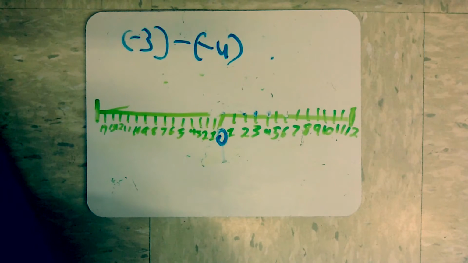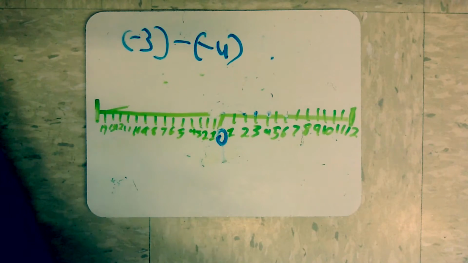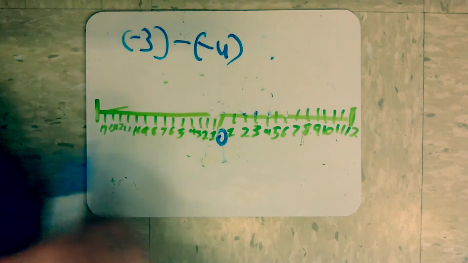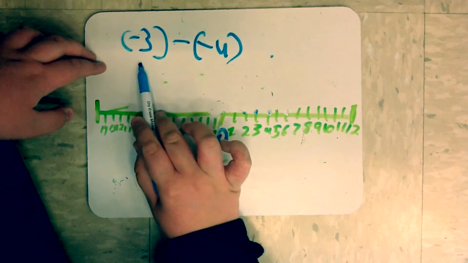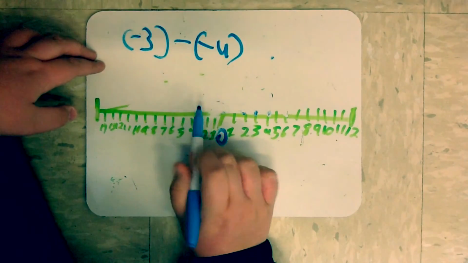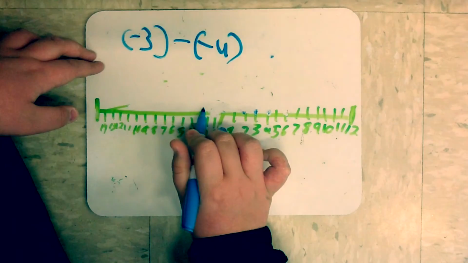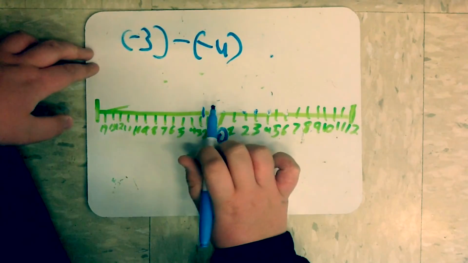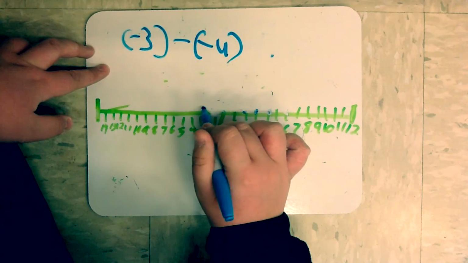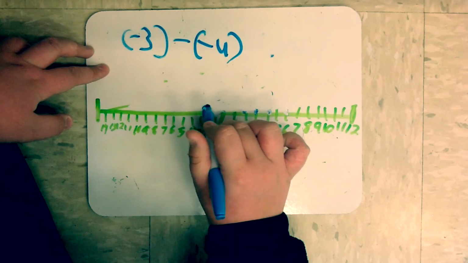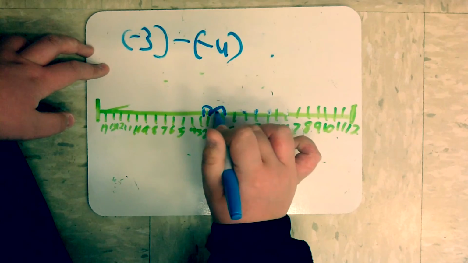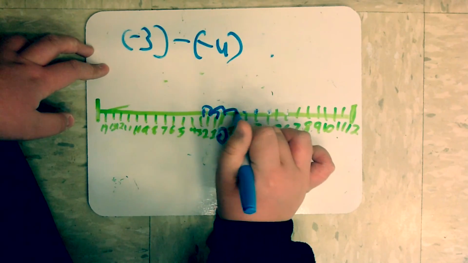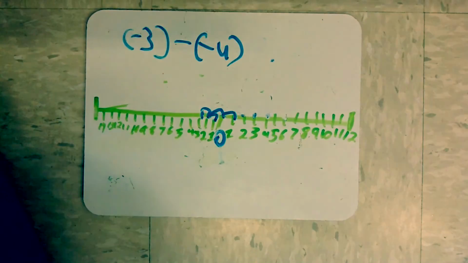Right now I'm going to show you how to subtract a negative by a negative using a number line. First thing that you're going to do is you're going to find your two numbers. Mine's negative 3 and negative 4. You're going to find your first number. Mine's negative 3. Then you're going to go to the right by your second number. So negative 3 minus negative 4 is 1, 2, 3, 4. The answer is positive 1.